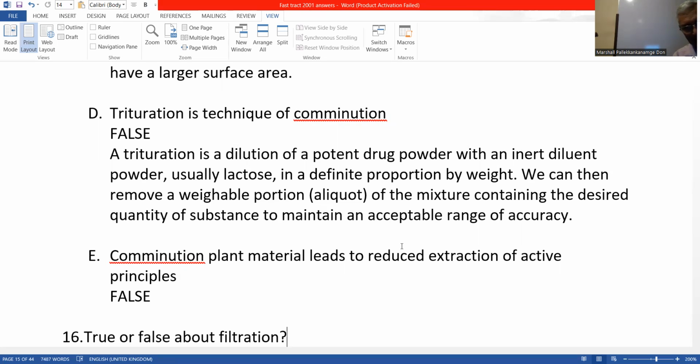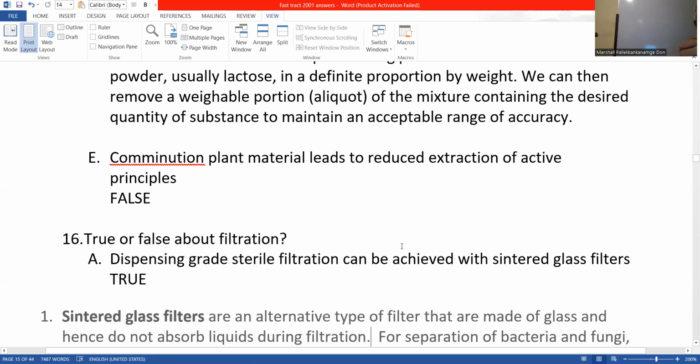Comminution of plant material leads to reduced extraction of active principles. Now, comminution is the way that you bring the particle size down, make smaller particles. When you take plant materials, the best thing is to cut into pieces. That is again comminution, bringing the sizes smaller. Then the extraction is easier than putting the whole plant. So E is false.